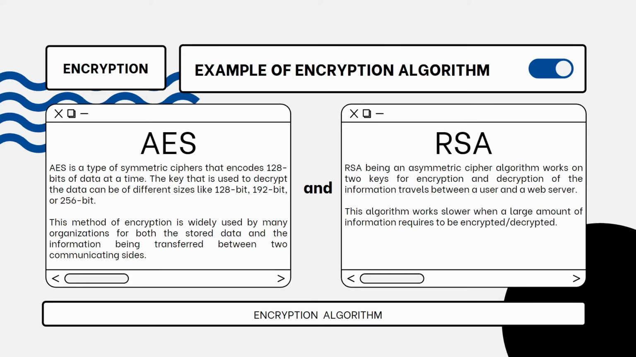Another encryption algorithm is Rivest-Shamir-Adleman, or RSA. RSA, being an asymmetric cipher algorithm, works on two keys for encryption and decryption of the information that travels between a user and a web server. The RSA algorithm works by factorizing the multiple of two large prime numbers.